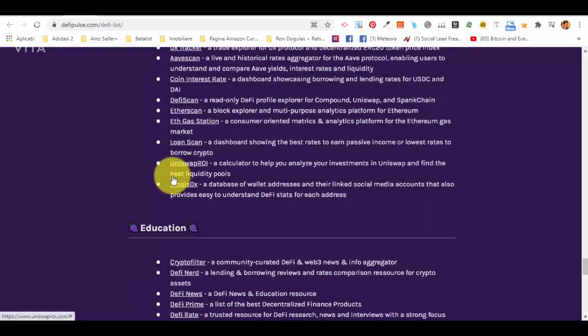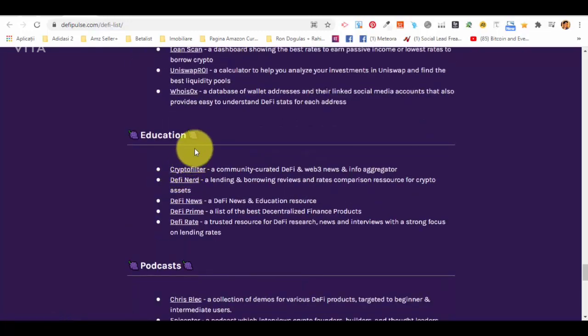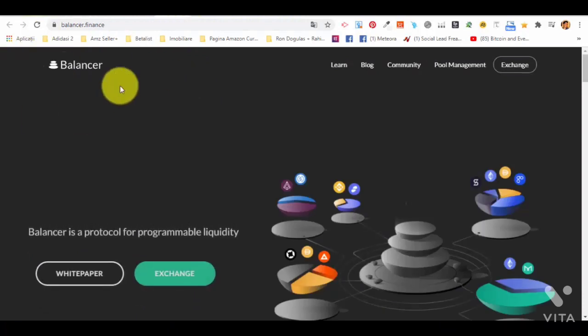Again, you have to do your own research. Obviously, we don't know everything about these projects, because this is a new domain and we are not developers or anything like that. We just show you the potential yield that these projects have in cryptocurrency and what they can generate for you. Okay, and let's go to Balancer.